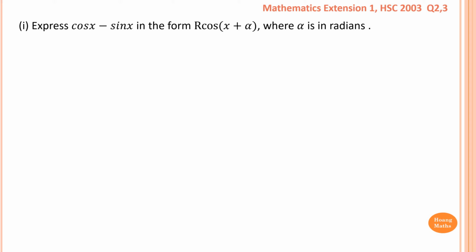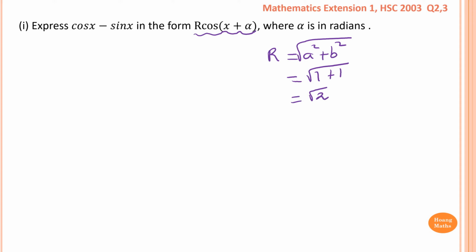Part 1. So first of all, we need to convert cos x minus sin x into this form. We know that r is equal to the square root of a squared plus b squared. So a is 1, b is minus 1. So 1 squared is 1, plus b squared is 1 as well. The square root of that is the square root of 2. And then cos of x plus alpha.